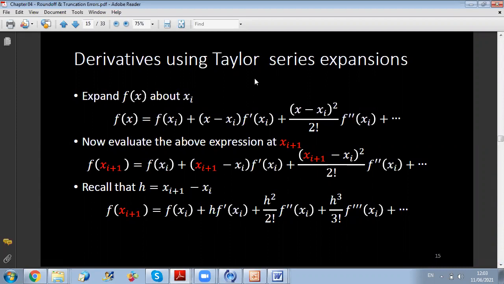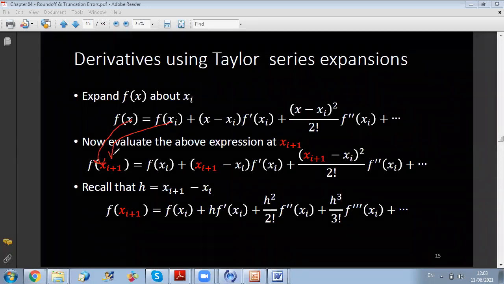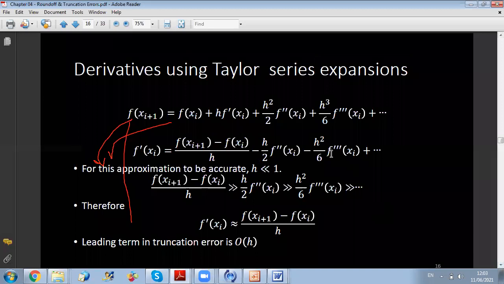So we started first by developing f(x) around xi, and then to obtain the forward scheme, we replaced x by xi plus 1, and then for the second step, we replaced x by xi minus 1 to get the backward scheme. As you can see here, just by rearranging terms, we were able to find f prime of xi as a function of f(xi plus 1), f(xi), h, and the second, third, etc.